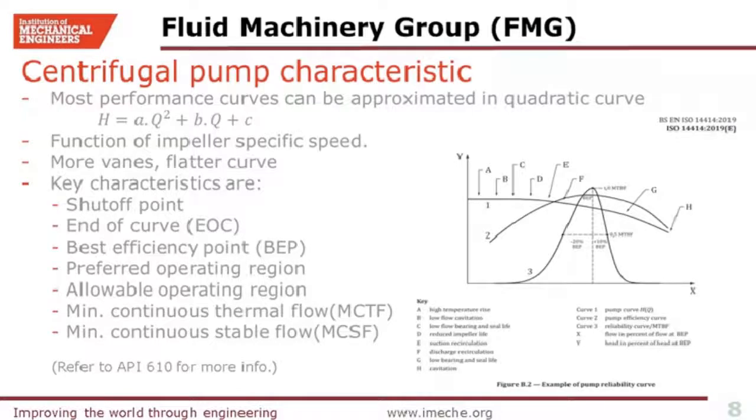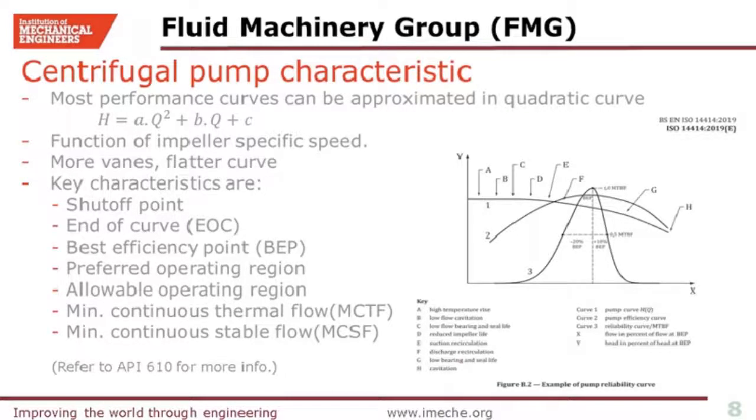There are some points on this curve that we need to be familiar with, which I've listed here. For example, the shut-off point is where the pump generates the highest head but at zero flow rate. This is when the pump is running against a closed discharge valve. The end of curve, for example, is the point where the pump generates the highest flow rate and lowest head. This occurs when the pump starts against, for example, an empty discharge pipe with an open discharge valve. Normally the pump will need the highest power and the highest NPSH required at this point.